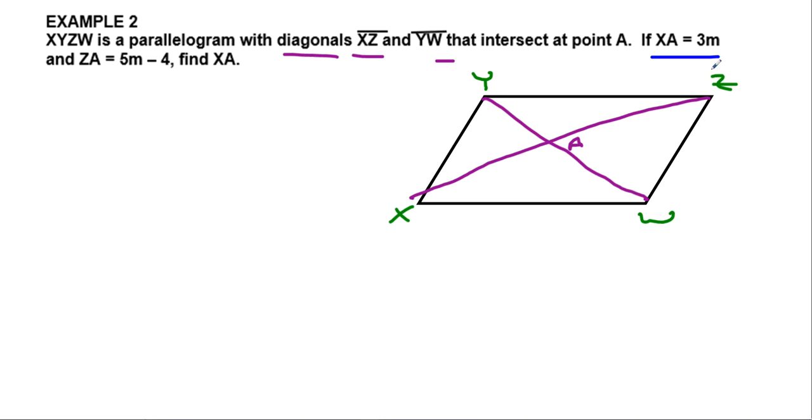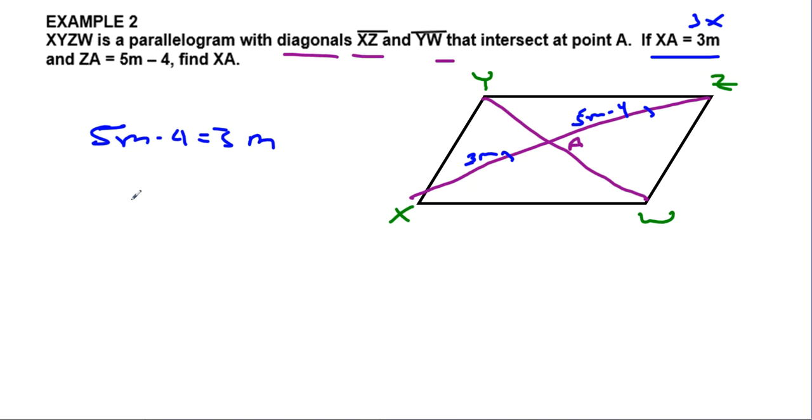And what else are we given? XA is 3m. You almost think that's 3 meters, but that's like x. You can always put 3x if you want to, but I'll use 3m. And ZA is 5m minus 4. All right. The other definition: diagonals bisect each other. So this is equal to that. So I have 5m minus 4 is equal to 3m. And we're going to solve that.